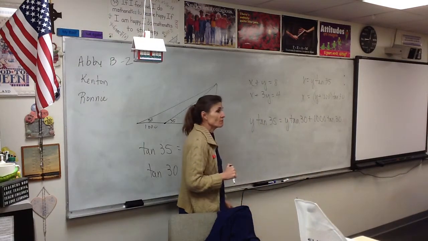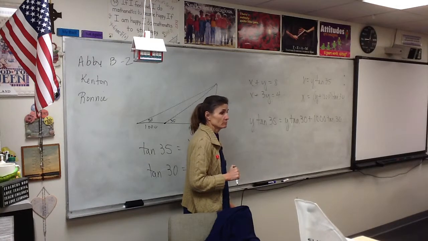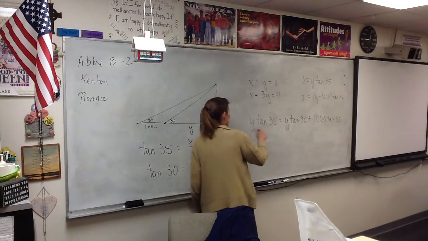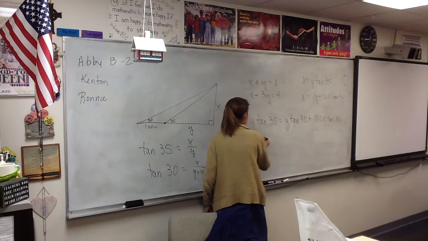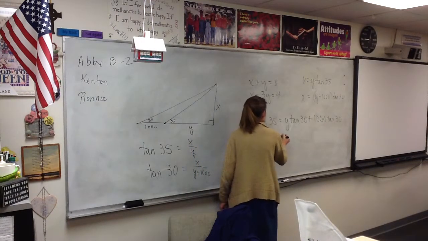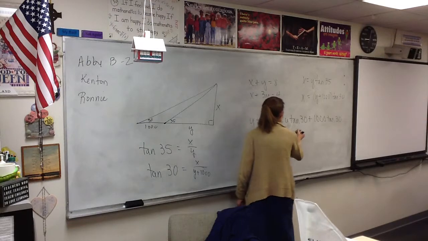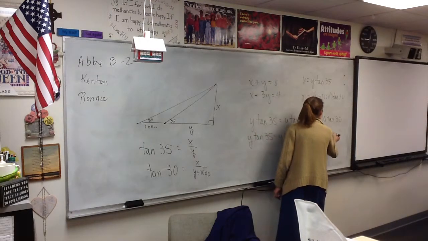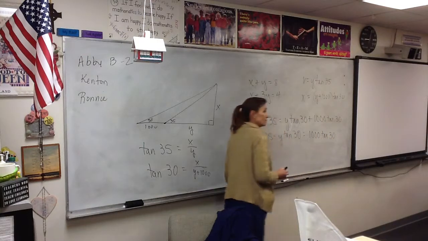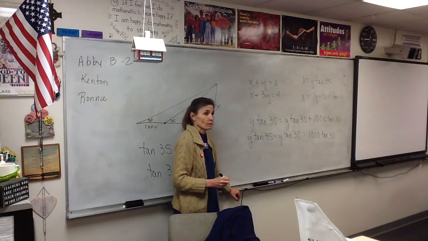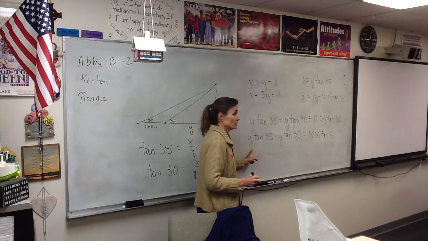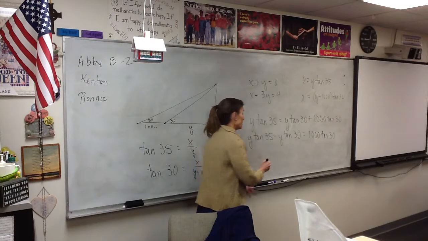Now, what am I solving for? Y. So in order to solve for y, I've got to get them both on the same side of the equation. So here we go. I'm going to put them both on the same side of the equation. And then any ideas what I'm going to do now that I've got them on the same side? Solve. Okay, how do I combine these? I'm going to factor out a y.